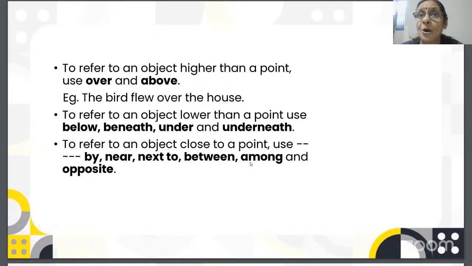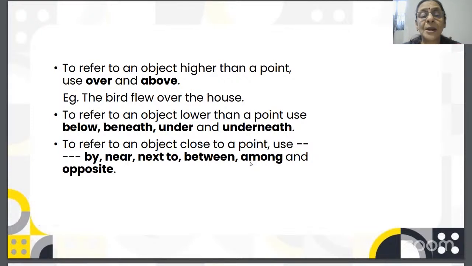To refer to an object lower than a point, use below, beneath, under, and underneath. The difference between below, beneath, and underneath is: below means at a lower point, beneath means something which is hidden under something. For example, the key is kept beneath the carpet. So the key is covered on all sides. In such circumstances or situations, we use beneath.